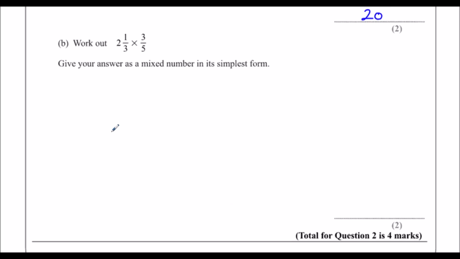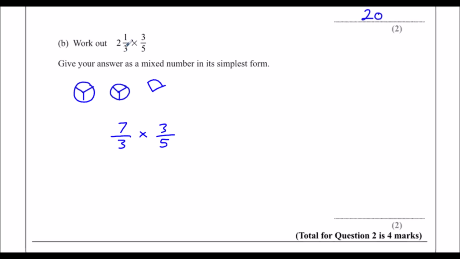Part B, work out 2 1/3 times 3/5. Give your answer as a mixed number in its simplest form. So to multiply fractions, we need to change our mixed number into an improper fraction. So we've got 2 1/3. 2 wholes, and 1/3. So how many thirds have we got? The 2 wholes give us 6 thirds, plus another third. That's 7 thirds.